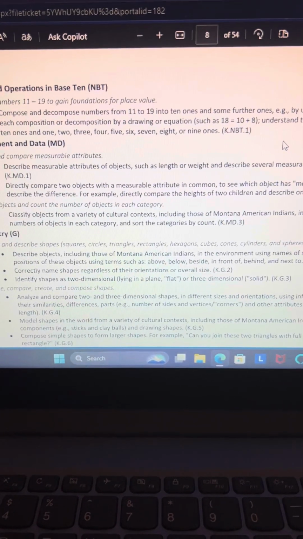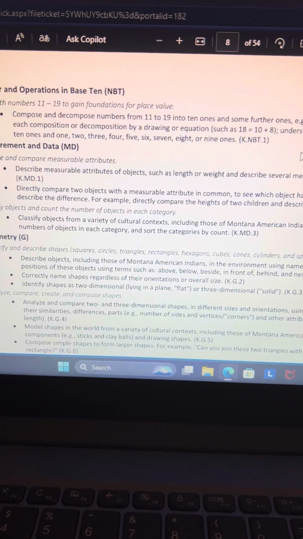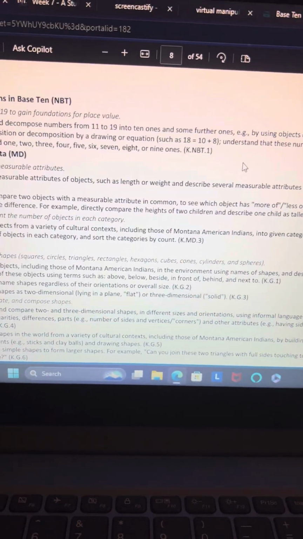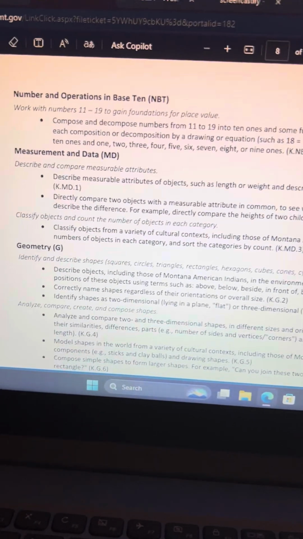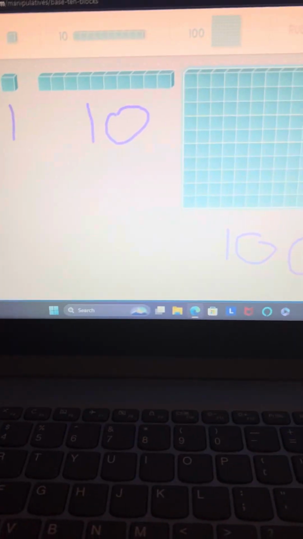And the rest is just like an example. Understand that these numbers are composed of 10 ones and 1, 2, 3, 4, 5, 6, 7, 8, or 9 ones. And so, again, I'm doing another virtual manipulative.